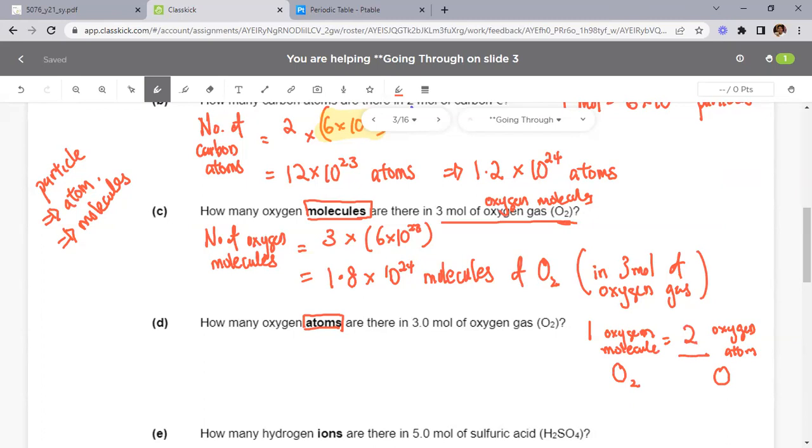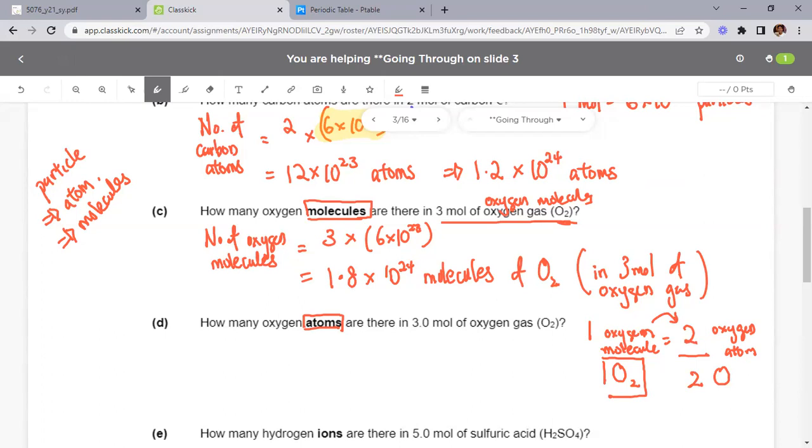Okay, so I repeat again. 1 oxygen molecule gives me how many oxygen atoms? Because I know oxygen molecule is O2. So 1 oxygen molecule will actually give me 2 oxygen atoms. So now I know that in 3 moles of oxygen gas, there's actually 1.8 times 10 to the power 24 molecules of O2, right? So how many atoms are there?